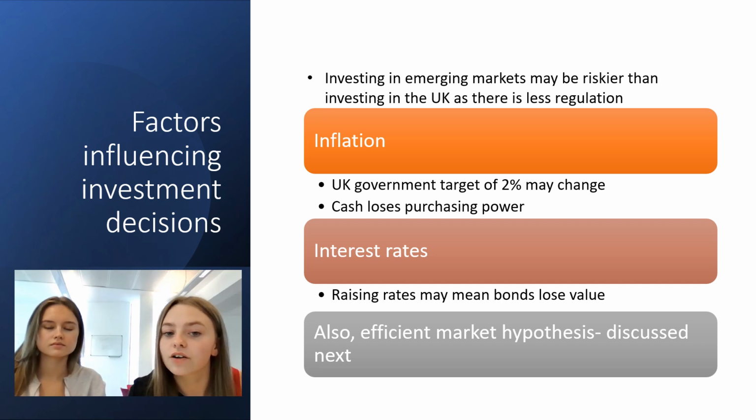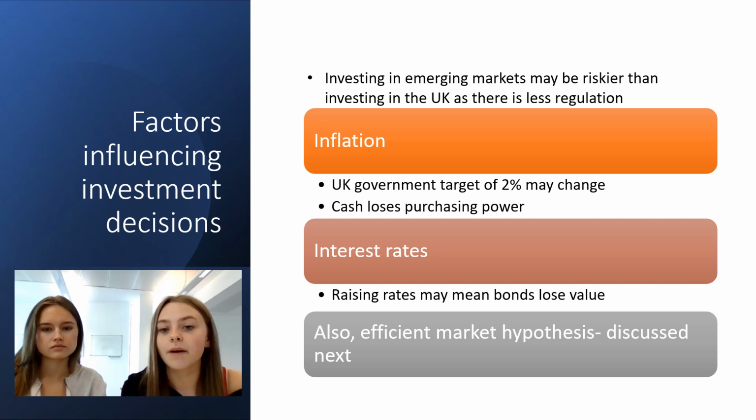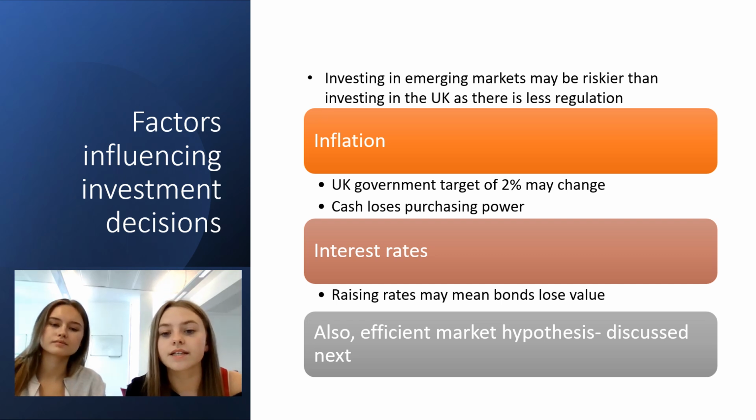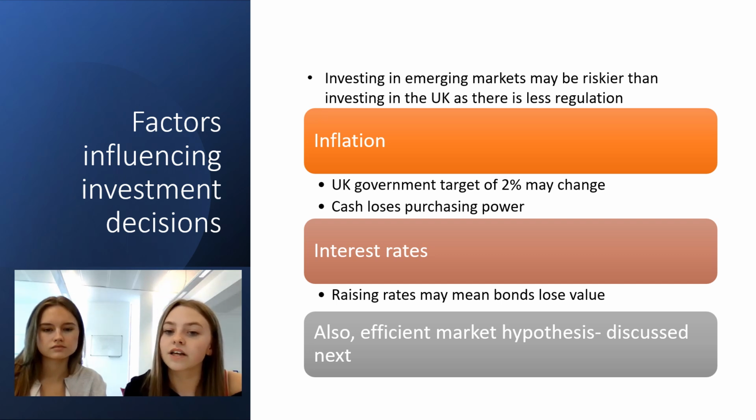So here are some factors that could influence the investment decisions. One of them being investing in the UK might be better than investing in emerging markets, because emerging markets can be riskier than the UK as they don't have as many regulations as we do. Another one being inflation. So the UK government's target of 2% may change. This would affect the cash you would invest in your ISAs because it loses purchasing power. If the inflation rate is higher than the interest rate you have on your accounts, then you wouldn't be making a significant amount of money. And also the interest rates, which we just discussed. And another one being the efficient market hypothesis, which Bella will be discussing next.